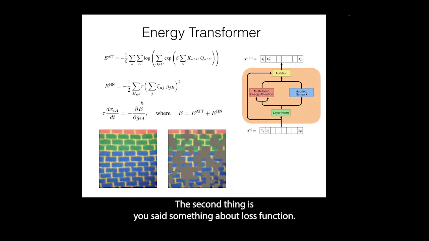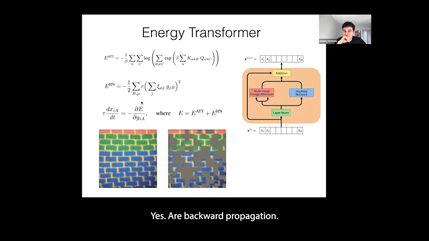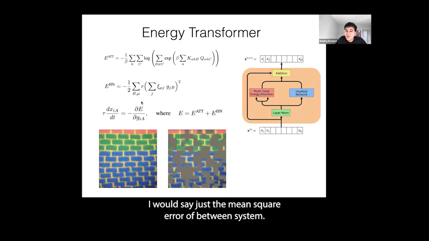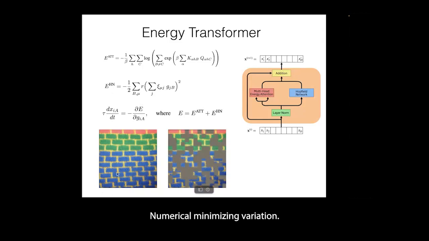Okay. The second thing is you said something about a loss function, your backward propagation. What is the physical basis of that loss function? Is it like a dissipation term or what exactly is it? I would say it's just a mean squared error between... So it's just a numerical minimizing variation?